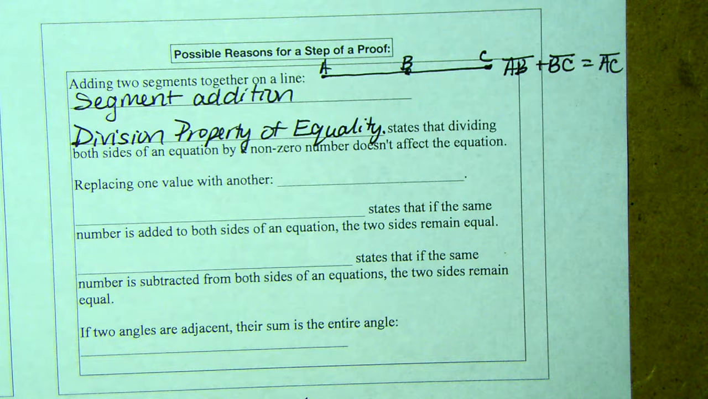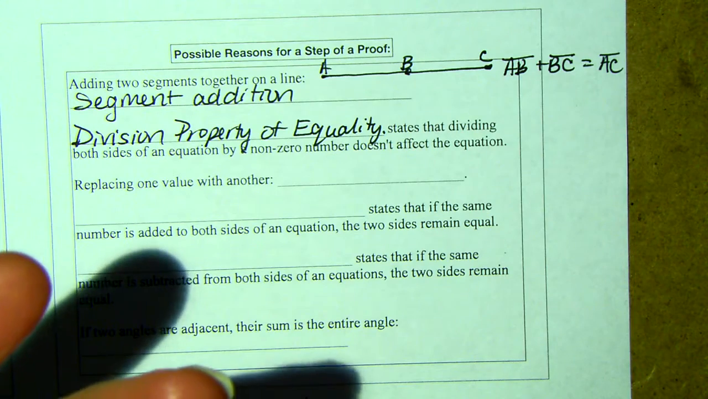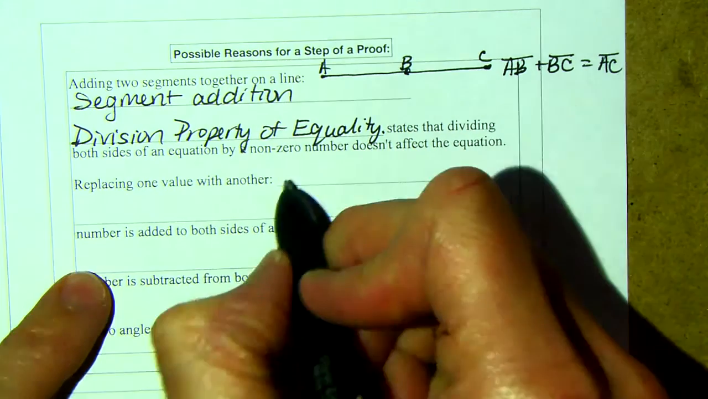Or the same thing if you're multiplying both sides by the same thing, that's the multiplication property of equality. Adding the same thing, addition property of equality. Subtracting the same thing, subtraction property of equality. So that one's kind of 4 in 1, right? If I replace one value with another value that I know it's equal to, substitution.